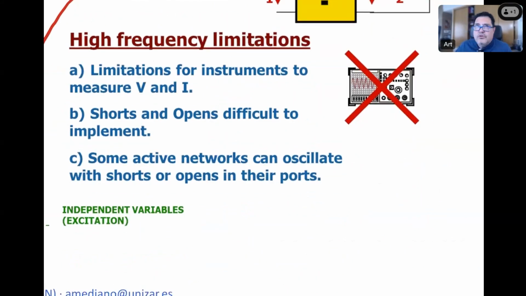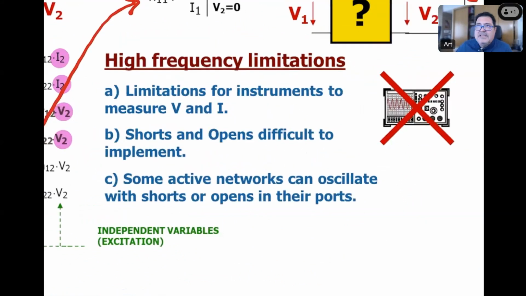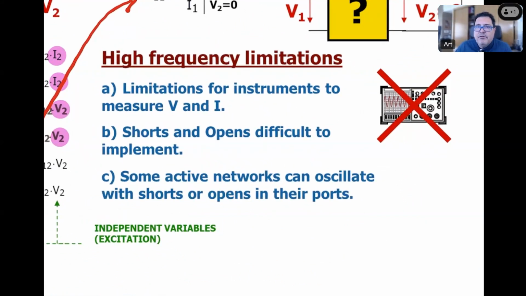The first limitation, if you are working at high frequency, is that voltages and currents are more difficult to measure than power and impedance. The second important thing is that creating shorts or opens at high frequencies makes it difficult to implement a practical circuit, because many systems, especially active systems like amplifiers, can be unstable and can oscillate, and you can destroy the circuit under test. Sometimes networks with open and short circuits at the input or the output port can oscillate.